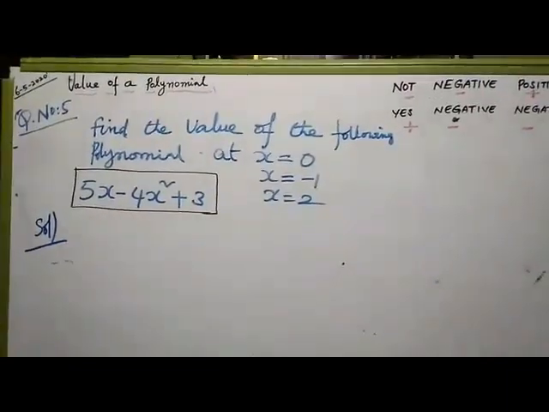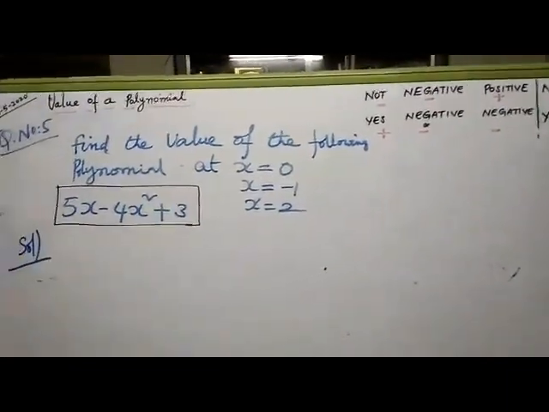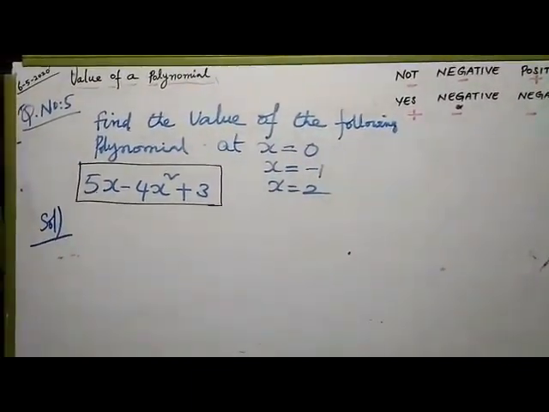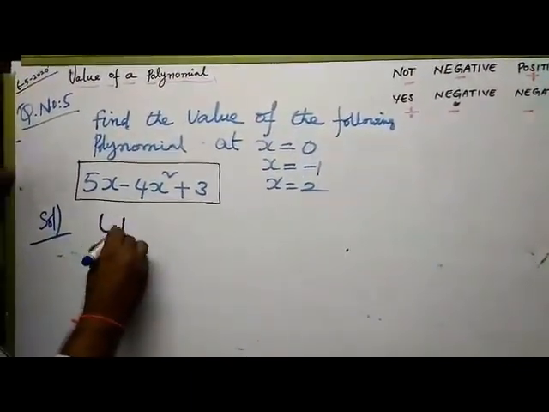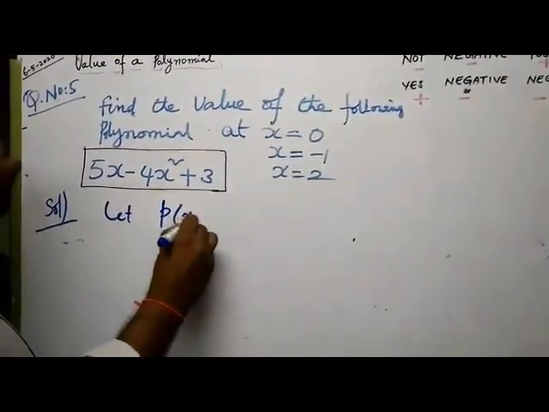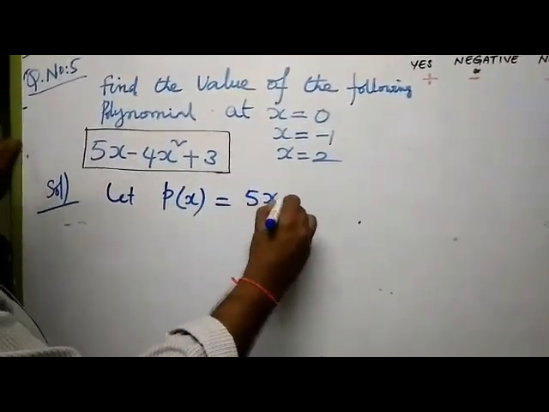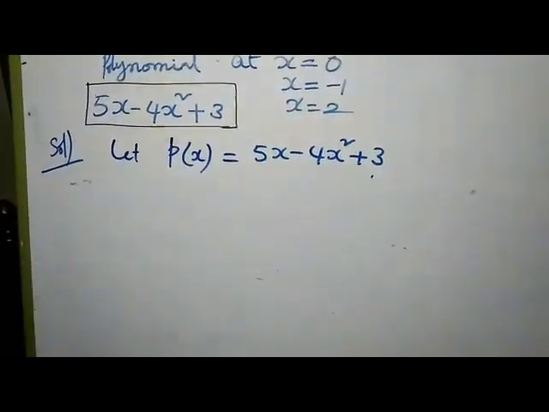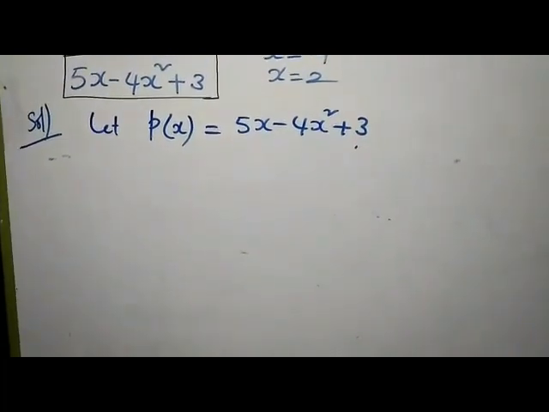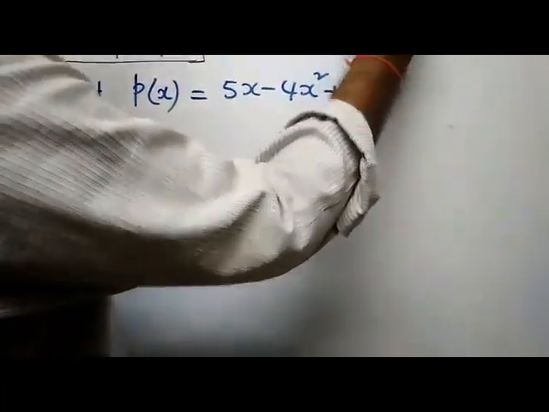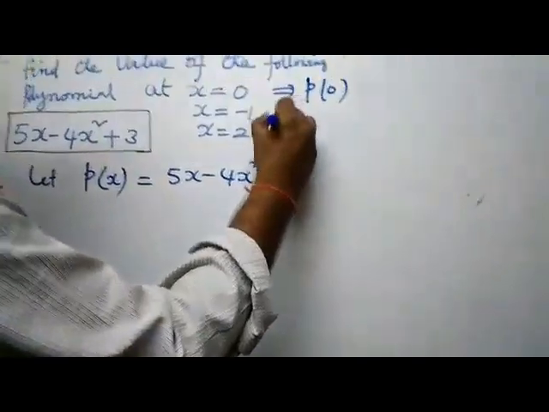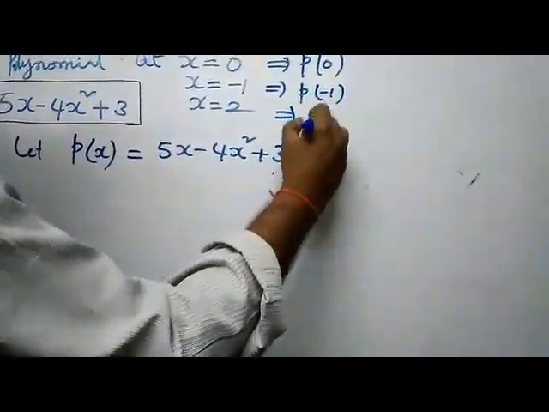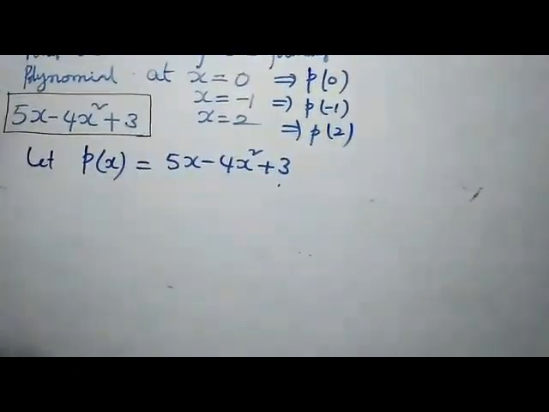Find the value of the following polynomial at x is equal to 0, minus 1 and 2. Here the given polynomial is 5x minus 4x square plus 3. Let p of x is equal to 5x minus 4x square plus 3. At x is equal to 0, minus 1 and 2 we have to find. That means if x is equal to 0 we have to find p of 0. If x is equal to minus 1 we have to find p of minus 1. If x is equal to 2 we have to find p of 2. Let us find one by one.